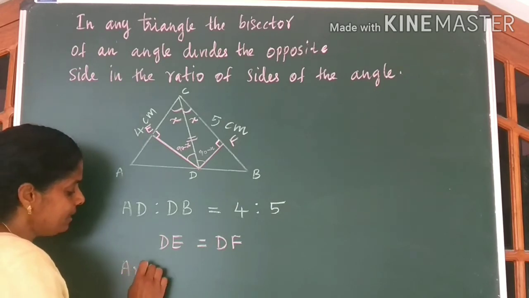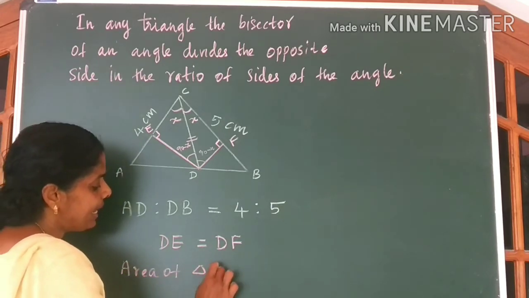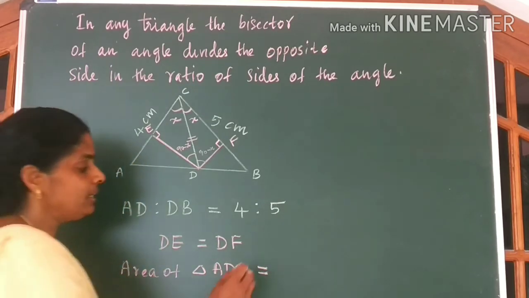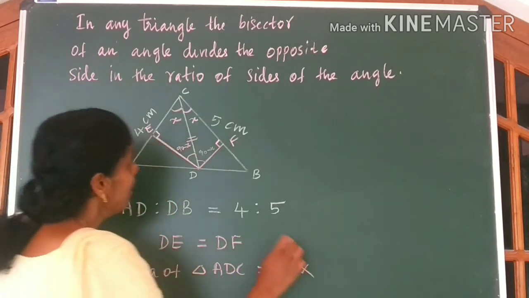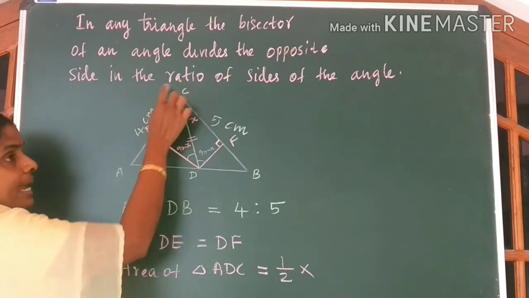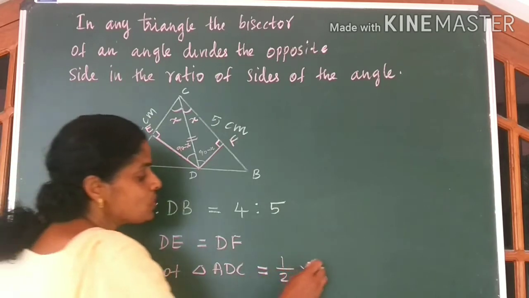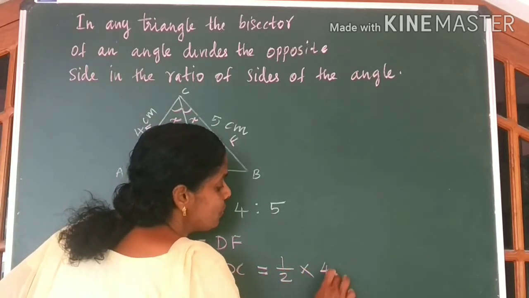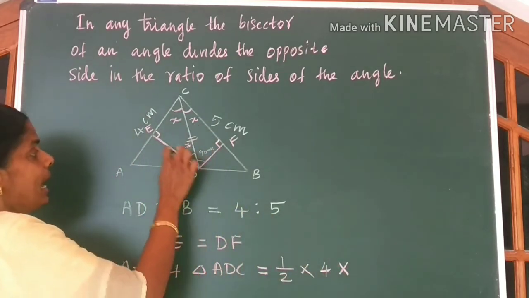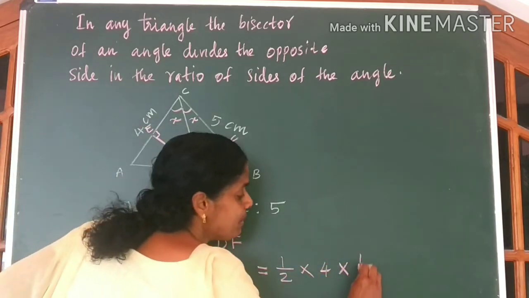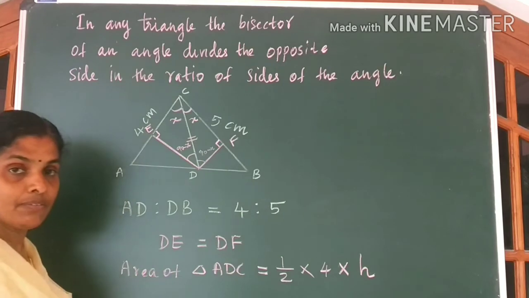Now find the area of the triangle ADC. I am writing area of triangle ADC. What is the area of a triangle? Half into base into height. For us, AC is the base. It is equal to 4 centimeters. So I will get half into 4 into height. We know these two heights are equal, so let me write it as H itself.